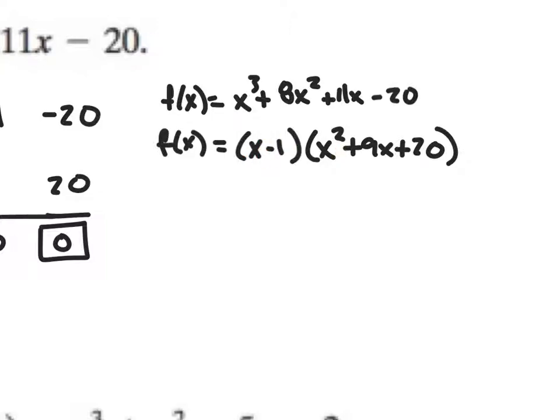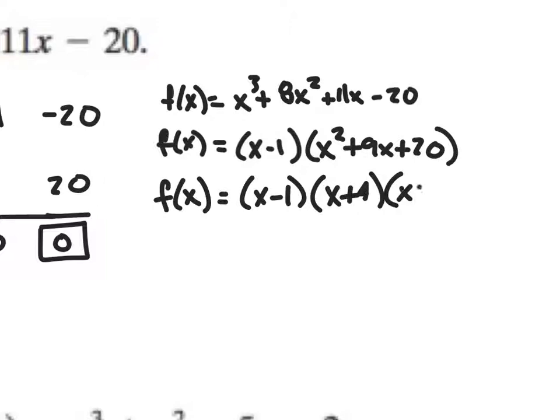Okay, and what we're going to do now that I have factored this out, I have a quadratic that I can factor. So, x squared plus 9x plus 20: two numbers that multiply to 20 but add to 9 are 4 and 5. So this is pretty easy to factor, and I get x minus 1 times x plus 4 times x plus 5.